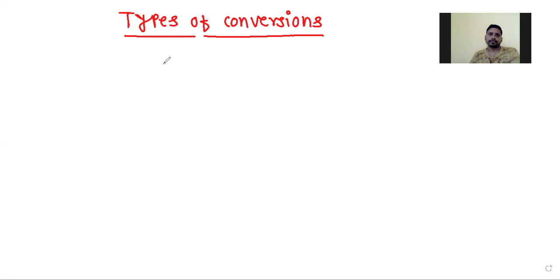Department of Physics. Today we will see some basic conversions which are very much important for numerical solving. Okay, so let us start with the basic conversion, distance conversion.